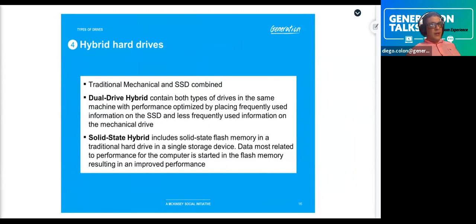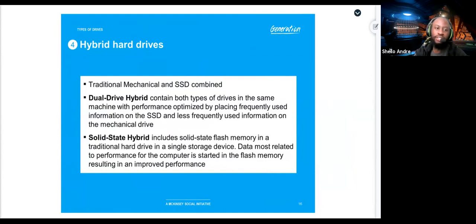All right. Shiloh, help me out here. Hybrid hard drives. Traditional mechanical and SSD combined. Dual drive hybrid contains both types of drives in the same machine, with performance optimized by placing frequently used information on the SSD and less frequently used information on the mechanical drive. Solid state hybrid includes solid state flash memory in a traditional hard drive in a single storage device. Data most related to performance for the computer is stored in the flash memory, resulting in an improved performance. Thank you.